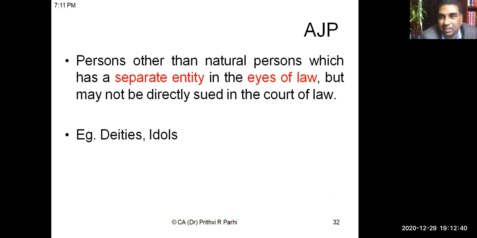Then the last category of person is AJP. AJP means artificial juridical person. These are the category of persons who behave like natural persons, but actually they are not natural persons. You cannot sue them. Some of you might have seen that movie, Oh My God, OMG.